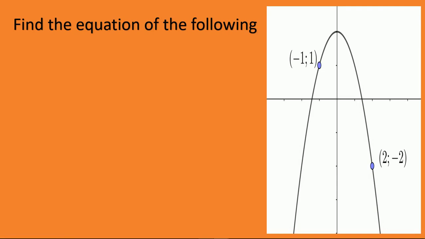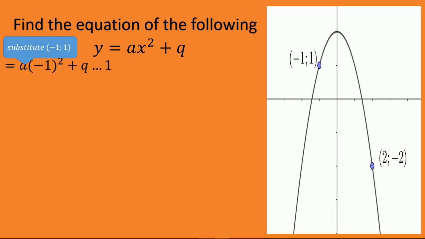This time there is no turning point on this graph. The only points given are (minus 1; 1) and (2; minus 2). So I need to find the equation of this. Again, you start off with the standard equation, y is equal to ax squared plus q. We can now take these 2 points and substitute each one directly into the standard equation. So substituting (minus 1; 1) will give me 1 equals a, and substituting minus 1 for x will give me a(minus 1) squared plus q.